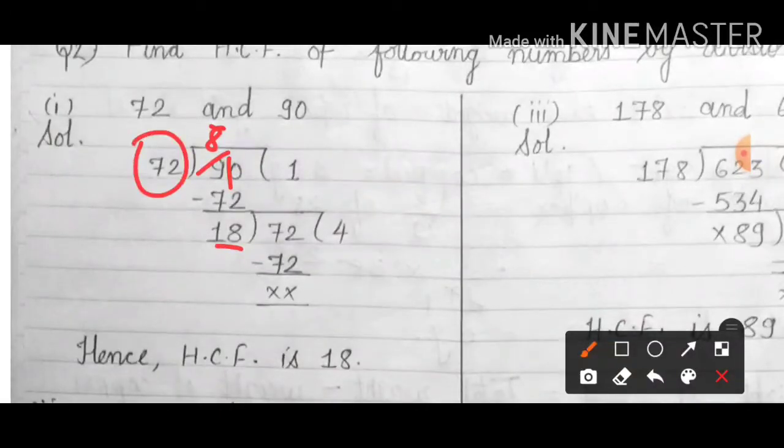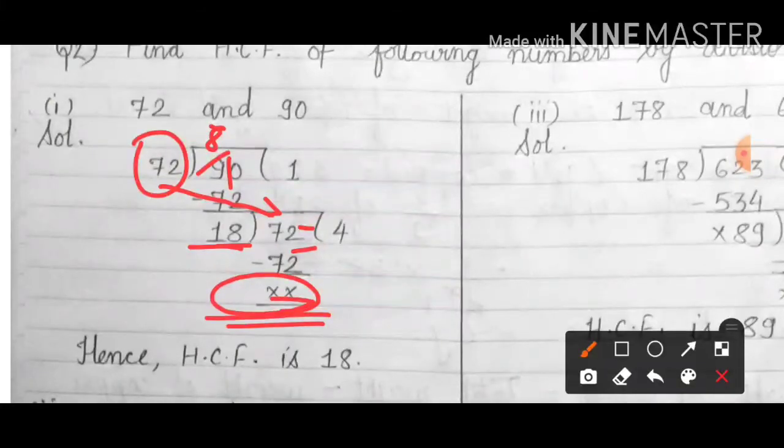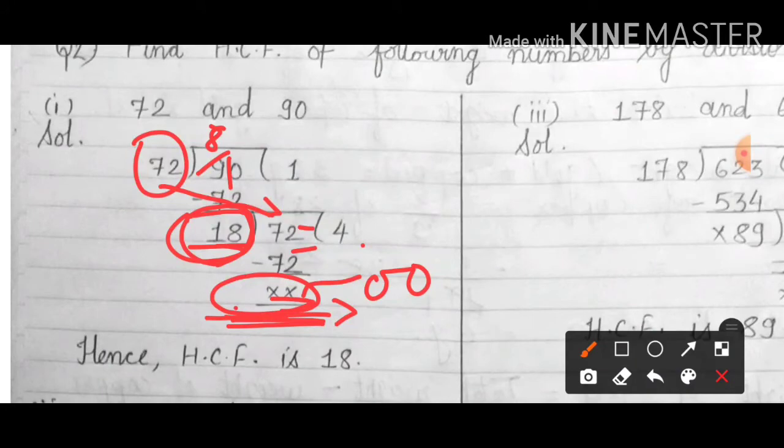Now you have to divide the first divisor by the first remainder. So 72 will come inside. Now you can see 18 4s are 72. So the remainder came 0. It means our HCF is 18 here. You have to divide till we get the remainder 0. So 18 4s are 72. It means here remainder came 0. So the last remainder will be the HCF of our numbers. So hence HCF of 72 and 90 is 18.